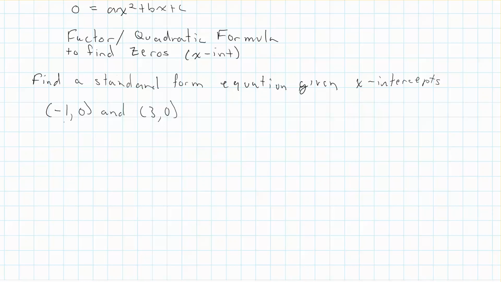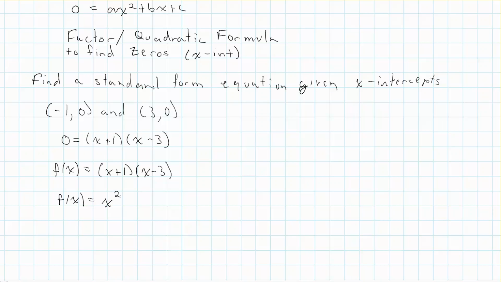Well, we know that 0 has to equal x plus 1 times x minus 3, because that's what the x-intercepts would be. Now this is the zeros of the function, but really all we have right now is that f of x is equal to x plus 1 times x minus 3. So the x-intercepts give us the equation right away. Now, what do we have to do? Well, we need to multiply these out.